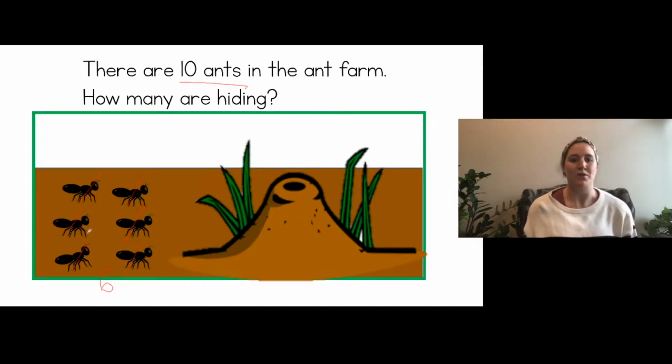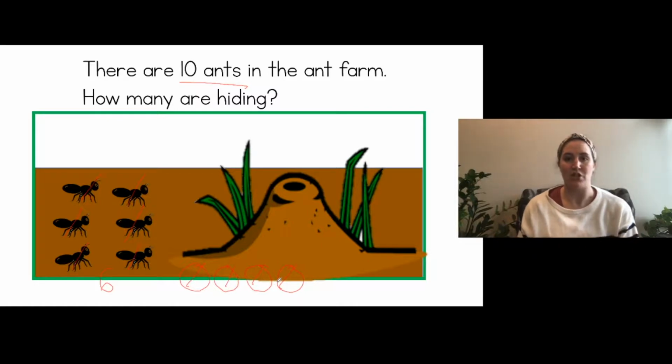Let's figure it out. So we can think we have 6. So this is a group of 6. I'm going to draw until we get to 10. So 6, 7, 8, 9, 10. So it looks like how many ants are hiding? 1, 2, 3, 4. It looks like 4 are hiding.